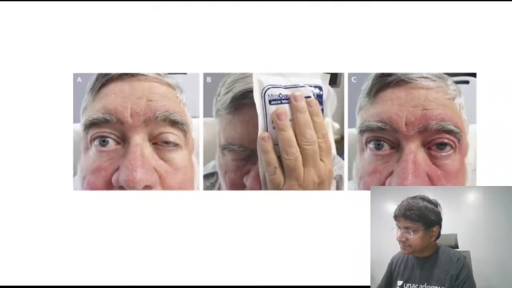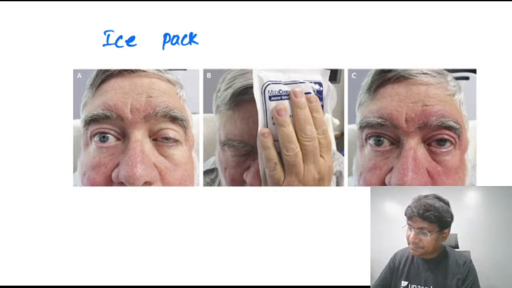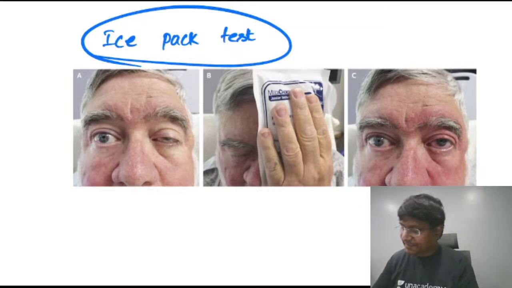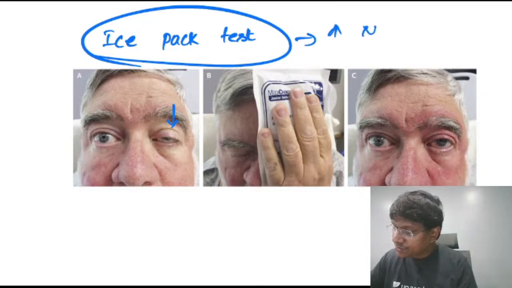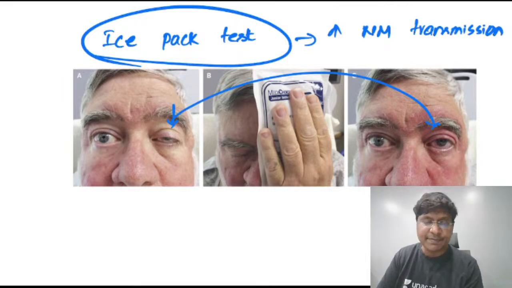And one more very important test for myasthenia gravis is the ice pack test. Whenever an ice pack is applied on the eye where there is ptosis, remember, on application of the ice pack there will be increased neuromuscular transmission. Once there is increased neuromuscular transmission, the ptosis will disappear. That is the ice pack test.